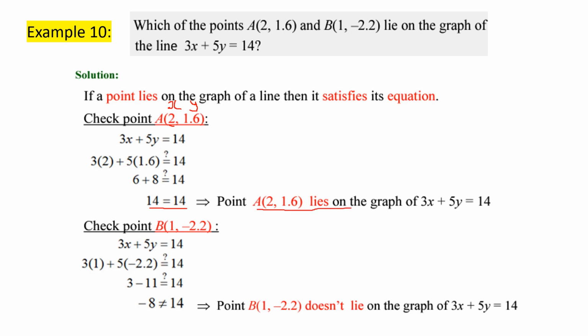Same like that, we have to check for the second point. So you have to replace x by 1 and y by negative 2.2 in the given equation. So 3 times 1 is 3 and 5 times negative 2.2 is negative 11. It gives negative 8. It is not the same because on the right side we have 14 but on the left side we got negative 8. So hence the conclusion, the point doesn't lie on the graph.